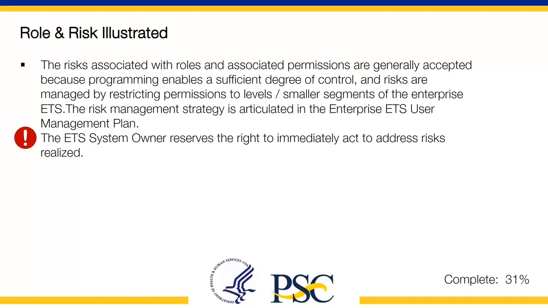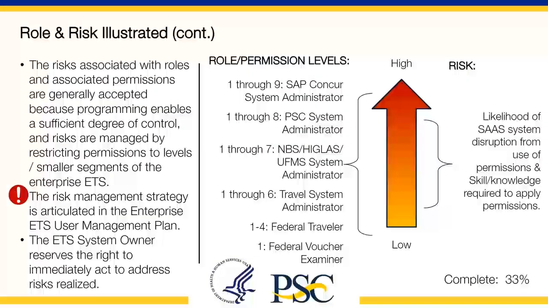The ETS system owner reserves the right to immediately act to address risks realized. The risks associated with roles and associated permissions are generally accepted because programming enables a sufficient degree of control, and risks are managed by restricting permissions to smaller segments of the enterprise ETS. The risk management strategy is articulated in the Enterprise ETS User Management Plan. The ETS system owner reserves the right to immediately act to address risks realized.